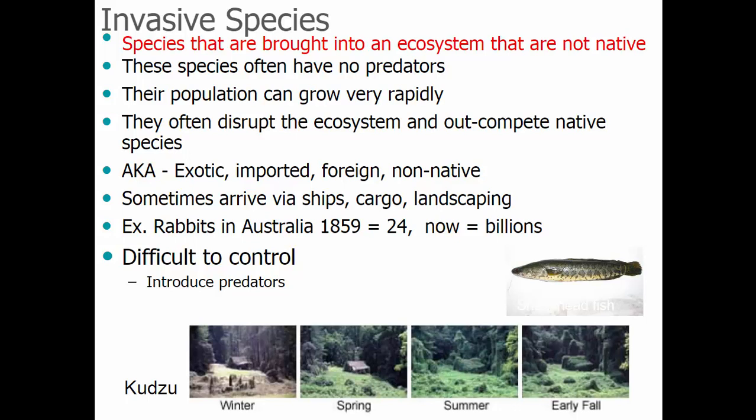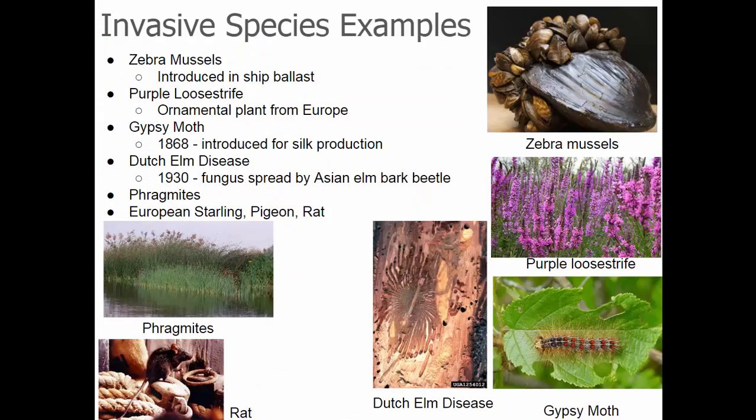Rabbits. In the middle of the 1800s, 24 rabbits were brought to Australia for food. And now there are billions of rabbits living in Australia. They're a complete nuisance. They are damaging ecosystems, making it difficult to plant crops. People are trying to come up with ways of reducing the rabbit population. They grow to billions. And so here's a snakehead fish. That's one that was introduced to the United States.